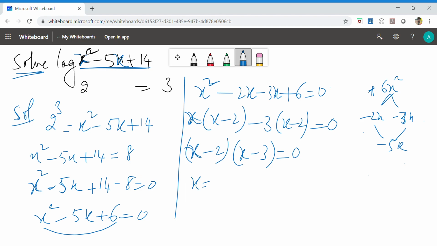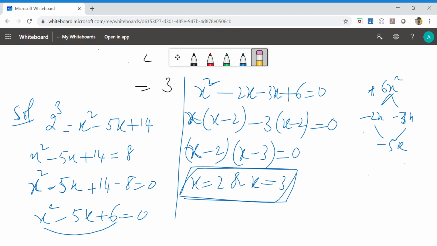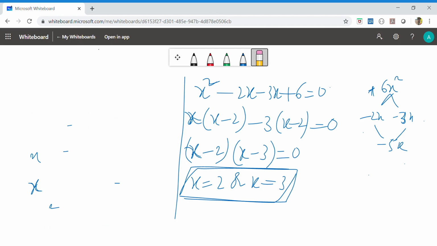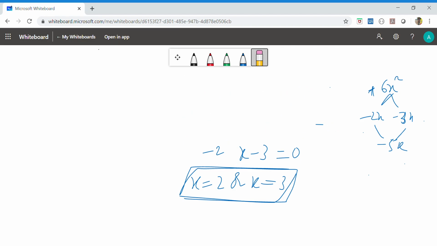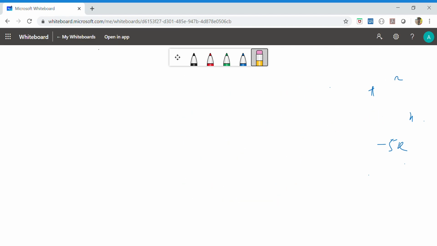So if the product of two numbers is equal to 0, either x minus 2 is equal to 0 or x minus 3 is equal to 0. So x is equal to 2 or x is equal to 3. Those are the values of x. Like that you can find out. Solving means find the value of the variable present in the given equation. Here a logarithm is there. To remove the logarithm, write the exponential form of the logarithmic form and then solve it.